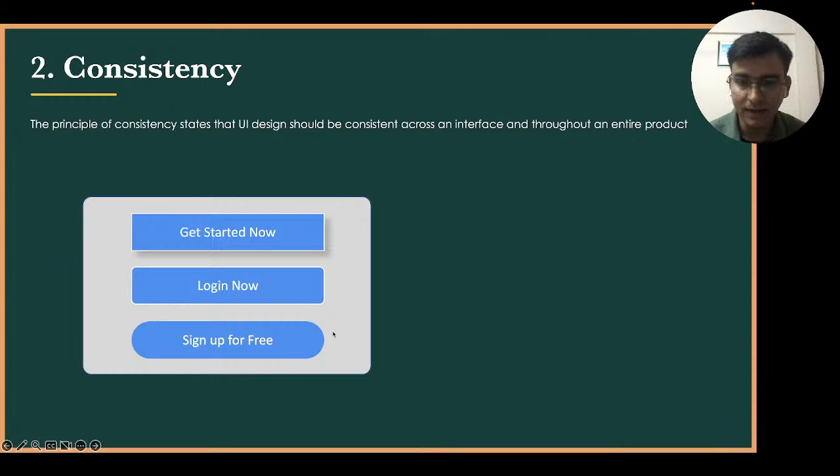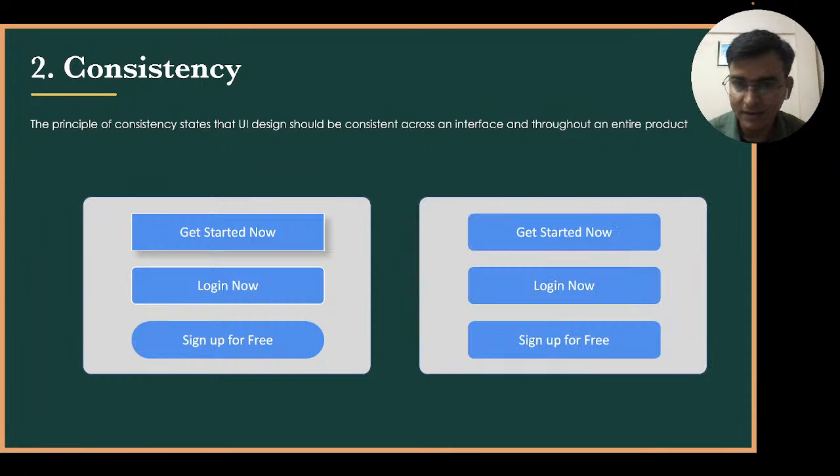Okay, so I can start giving you a couple of them. There's a shadow here, there is no shadow here. The shapes are not consistent, right? The borders are not consistent, right? How should it look? This is how it should be.